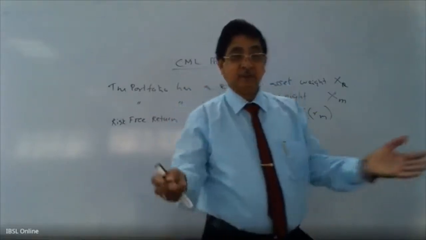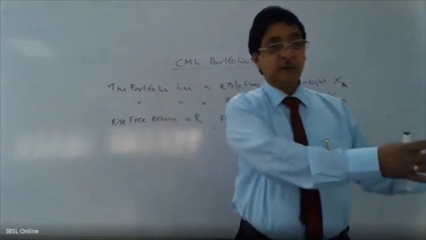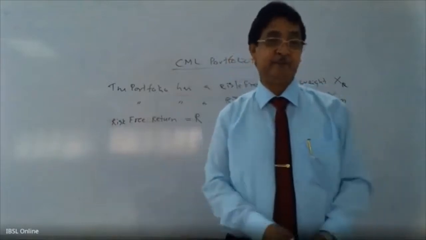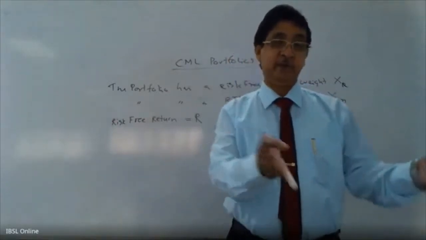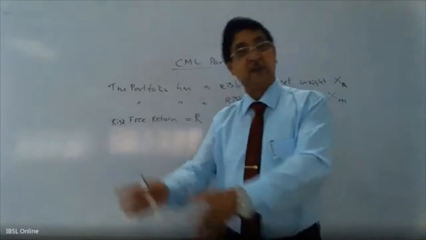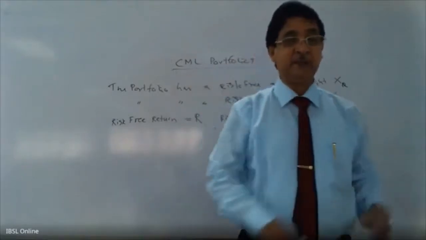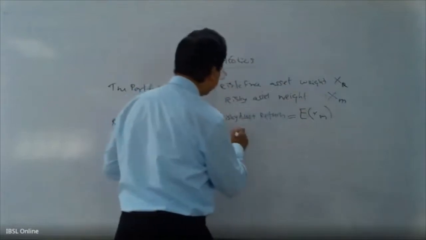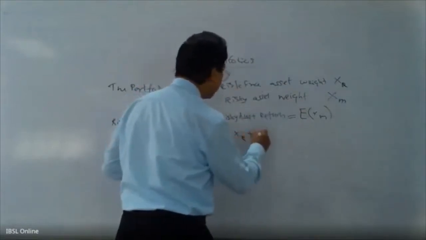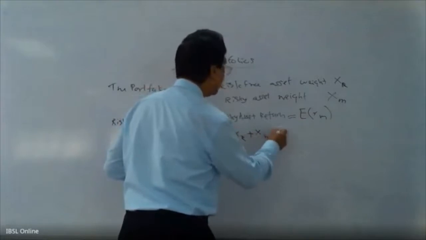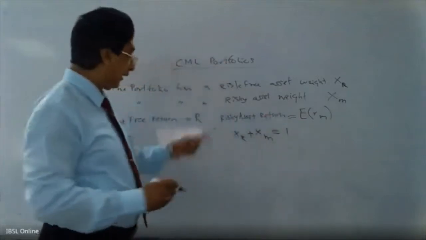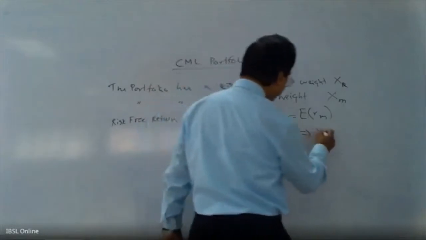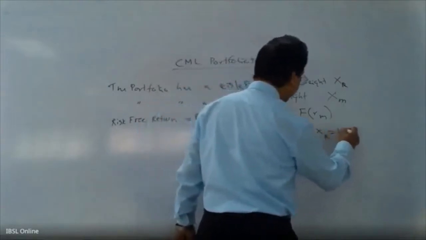It's like this, no? When you have two assets, one asset you have a weight of 30%, the other asset 70%. 30 plus 70, 100. That is 1. Or 40%, 60%, then 100. Always it comes like that. That is why we put XR plus XM is equal to 1. And from that we can get XR is equal to 1 minus XM.